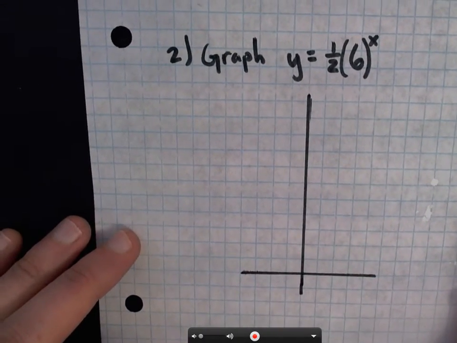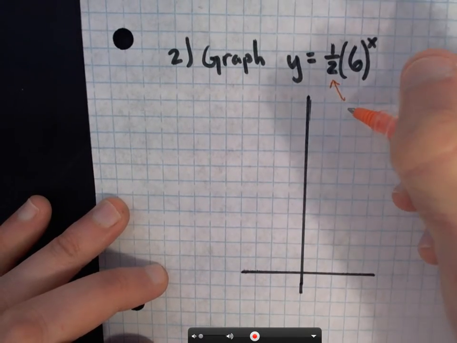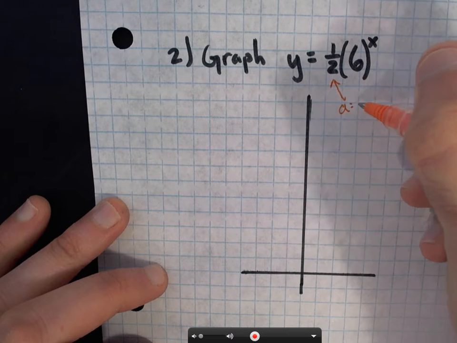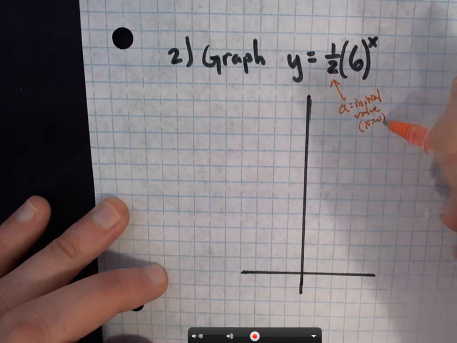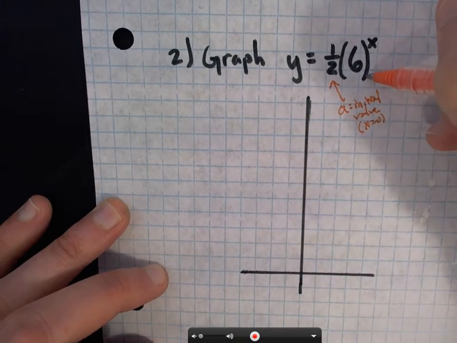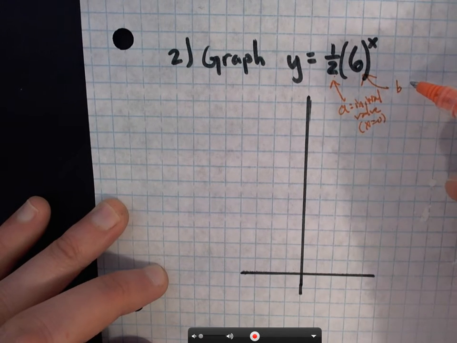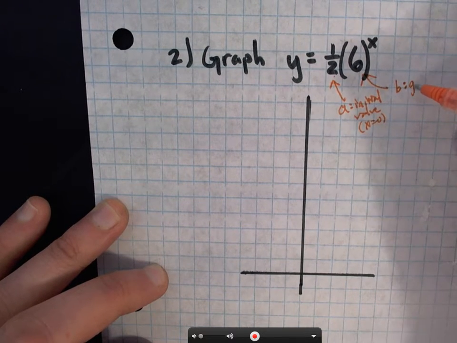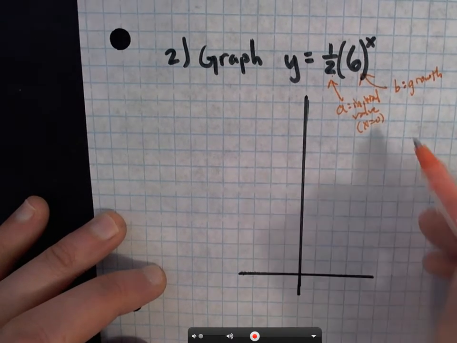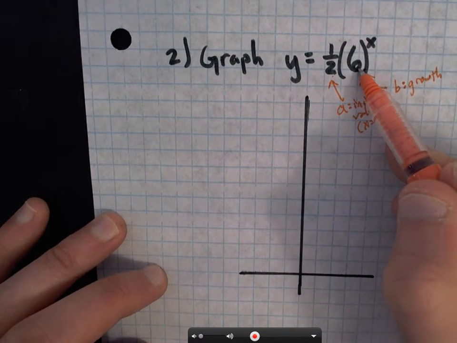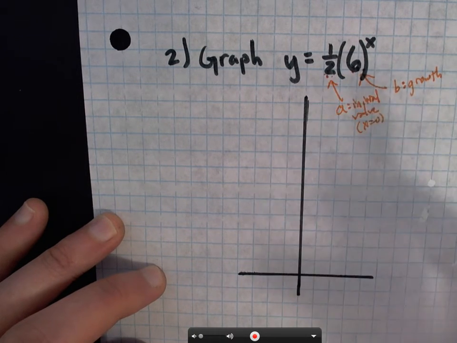So same thing, except now we have a different a. A equals 1/2. So remember, this is your initial value. So at x equals 0, it's going to be this, and we'll see how that plays out. Even though we have a 1/2 here, this b is still a 6, so this is still your exponential growth. This is your growth factor. So it's going to grow by this, but it's not going to grow quite as fast because we got this 1/2 here. So whatever our output is, it's just the same as last time, except we're halving it.